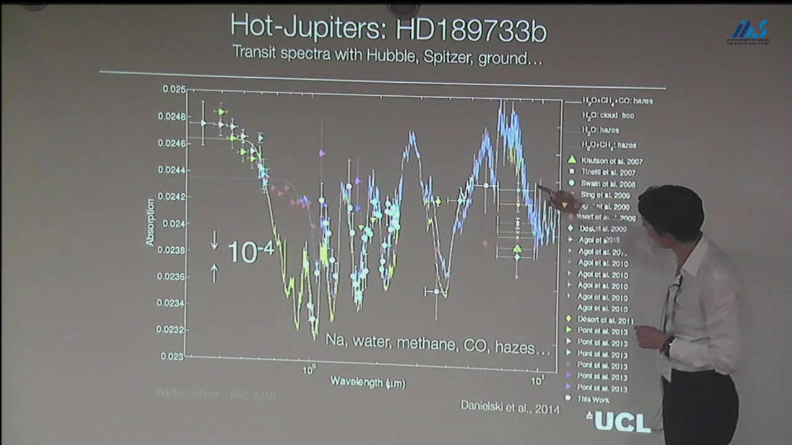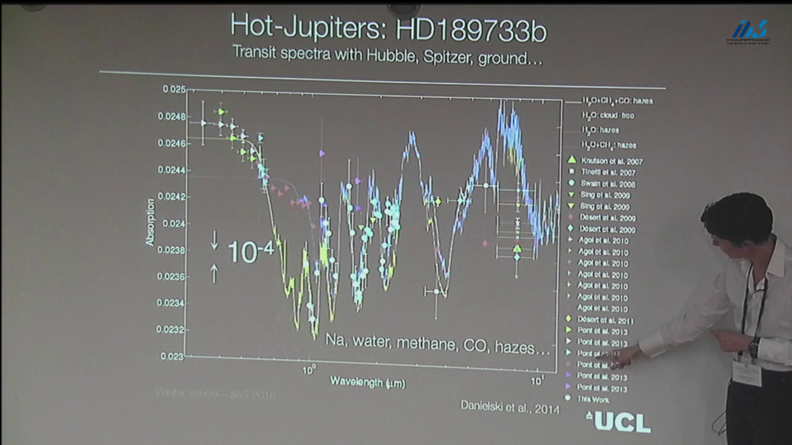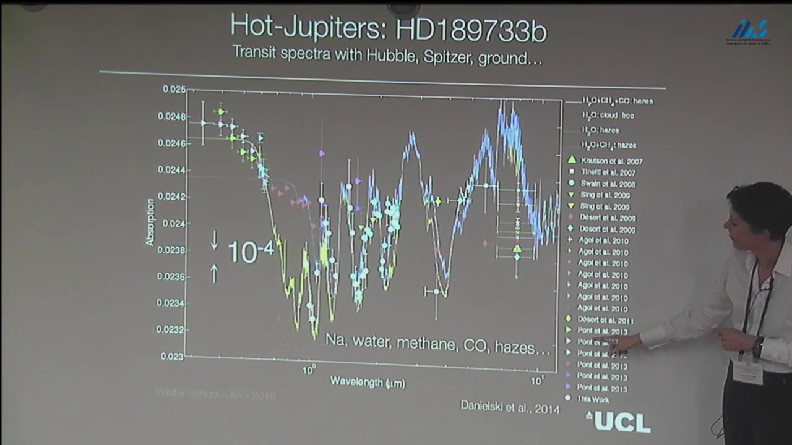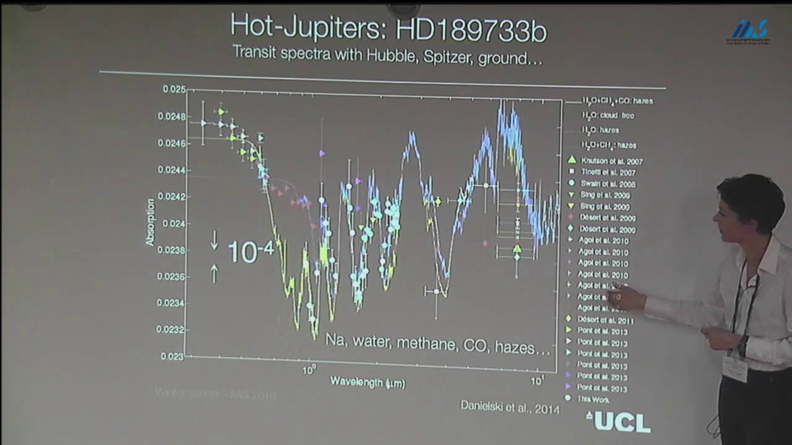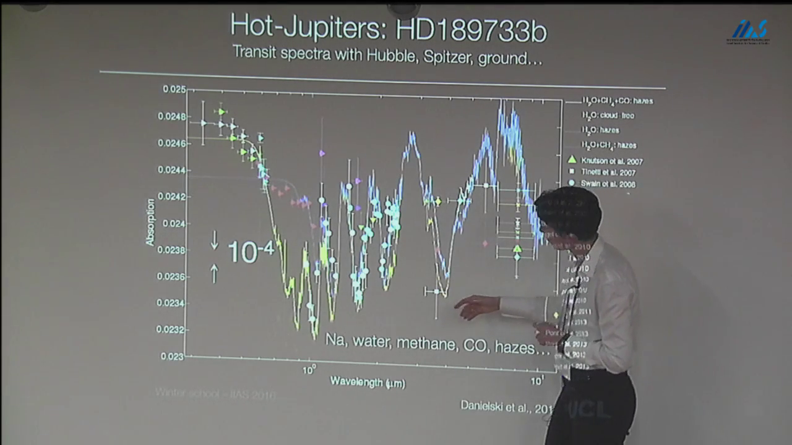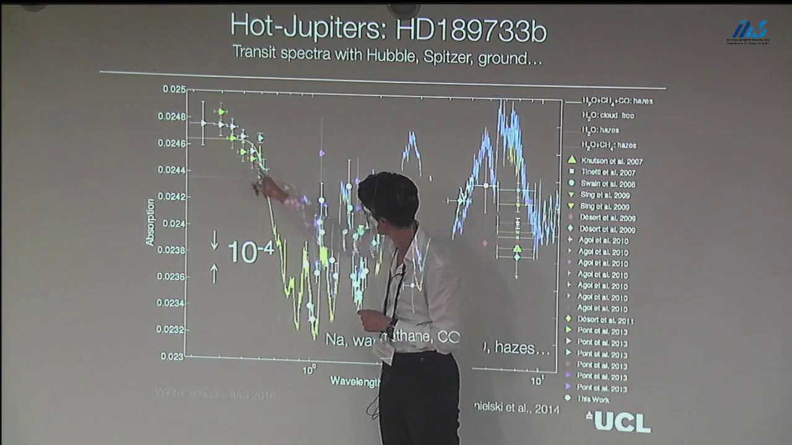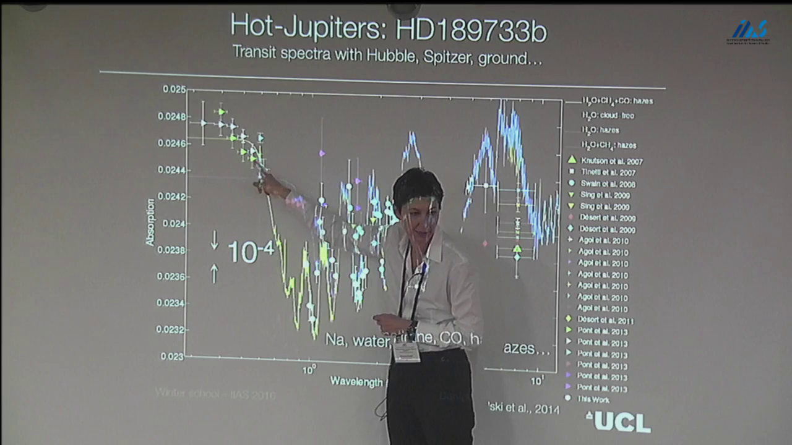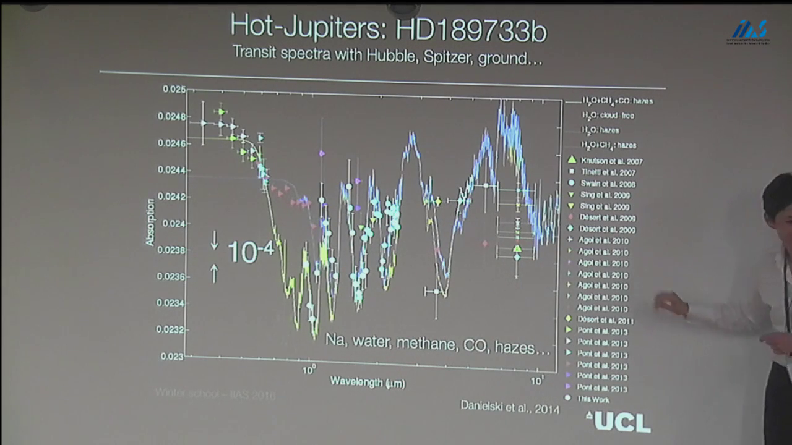So here we have multiple observations, and the multiple observations by multiple teams are listed here. On top of that, there are 3 different models, and the differences in the models are due to different types of clouds. So for instance, one cloud model is doing this, the other cloud model is doing that. It's very colorful just because of that. Okay, so the colored lines are the models and the points are the data.